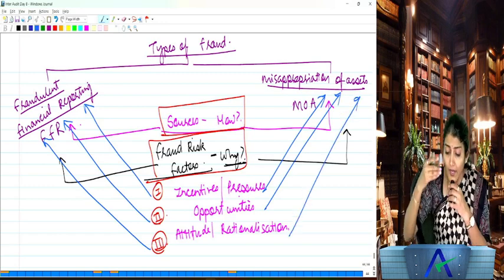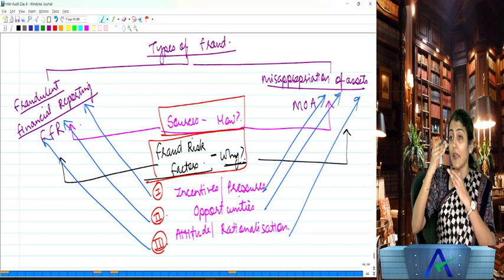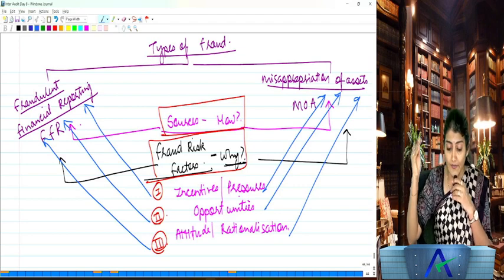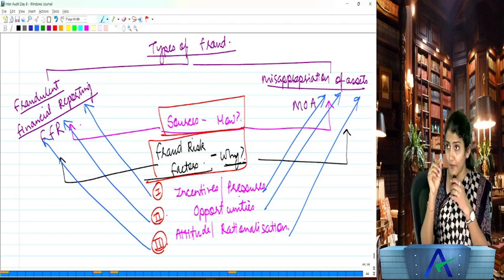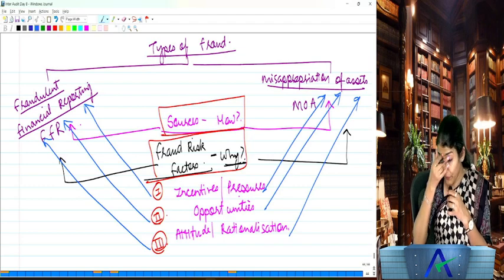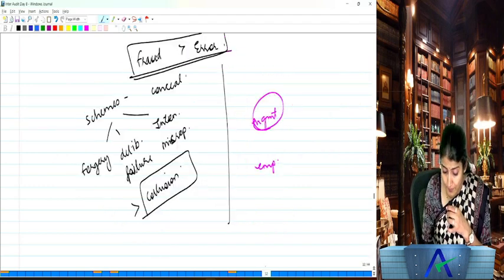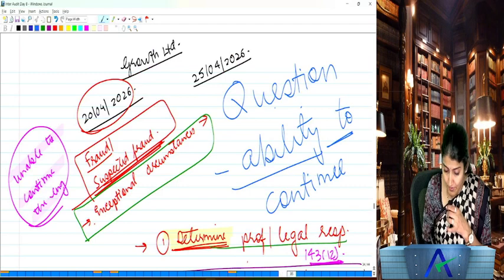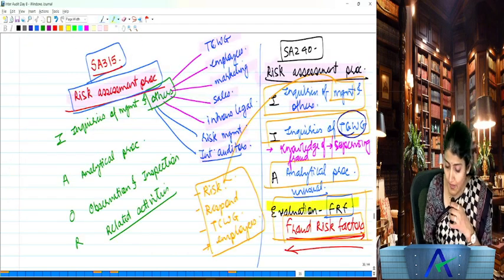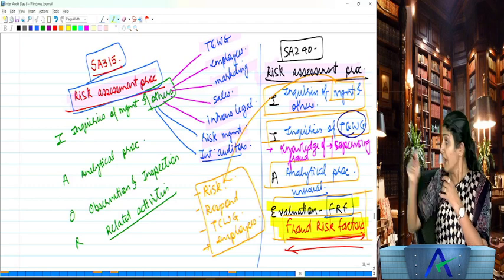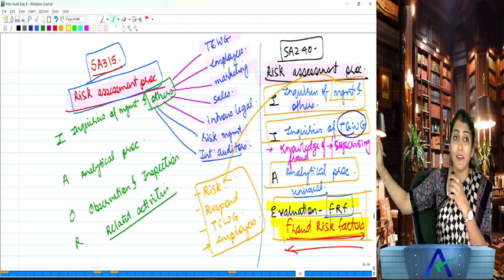And what is your attitude rationalization behind misappropriating the assets of the company? Are you able to follow these charts, everyone? Okay, right. When we studied the risk assessment procedures of SA 240, what was the last risk assessment procedure? Evaluation of fraud risk factors.